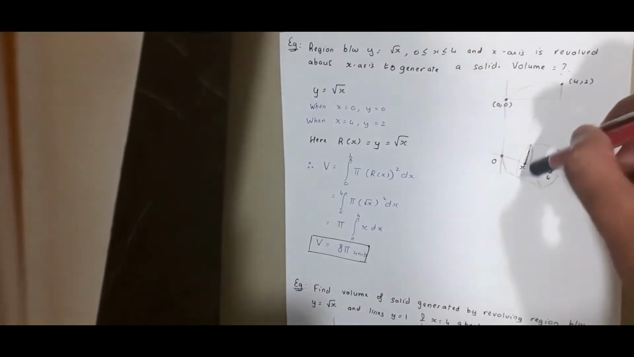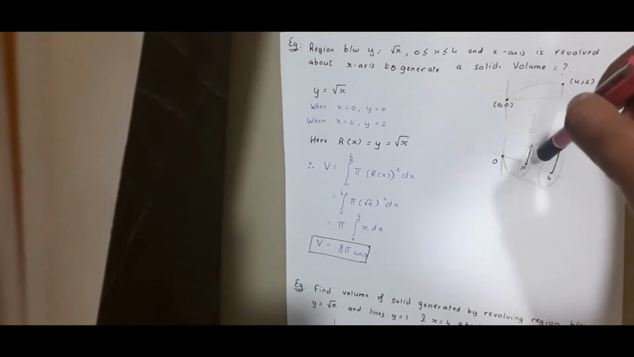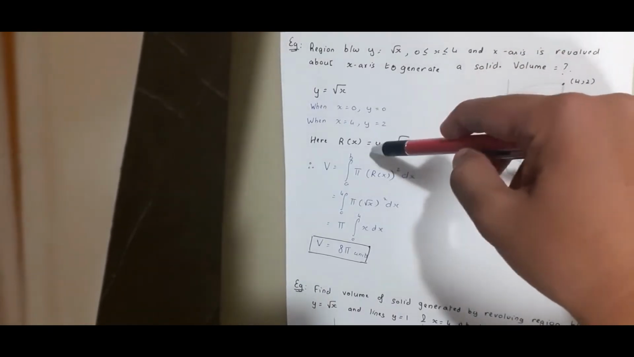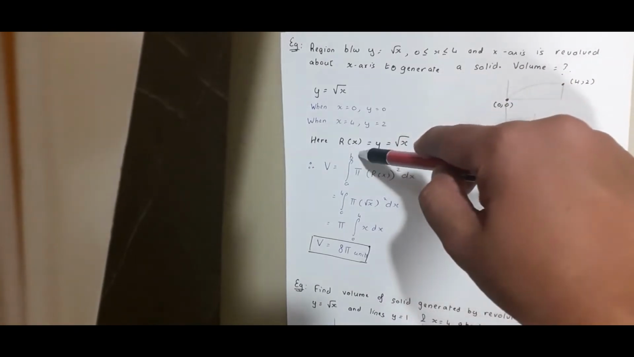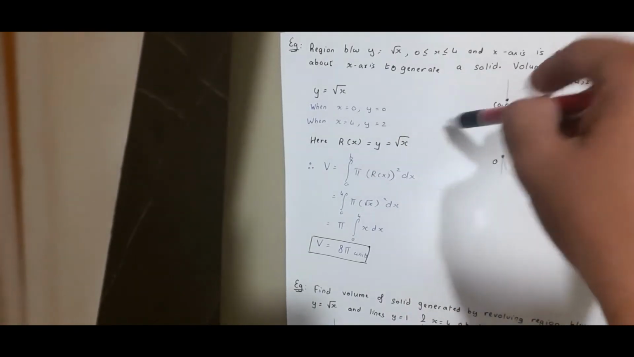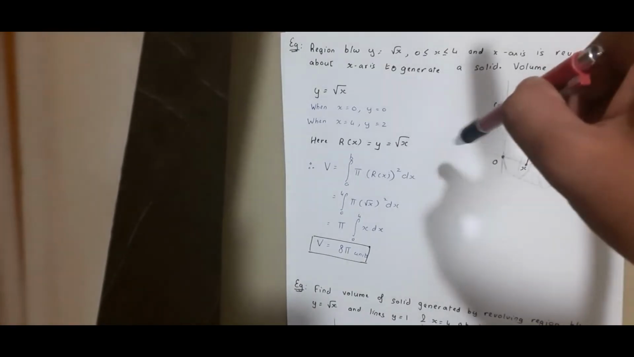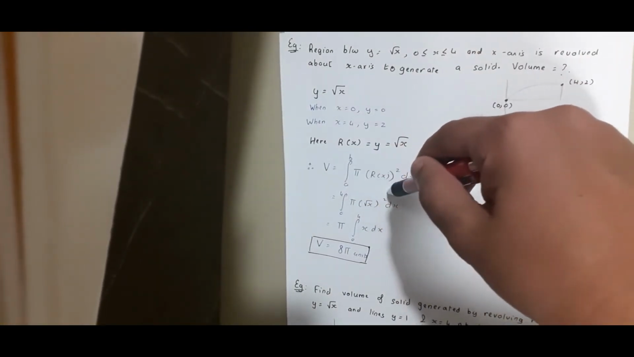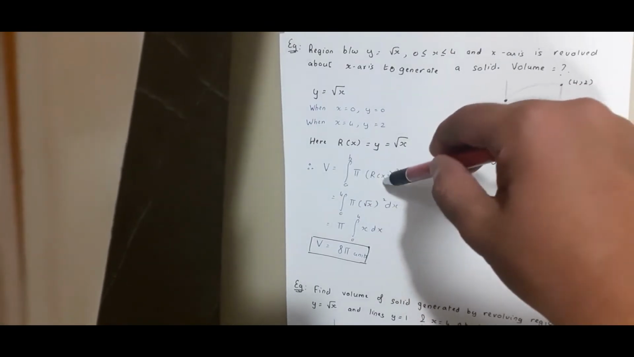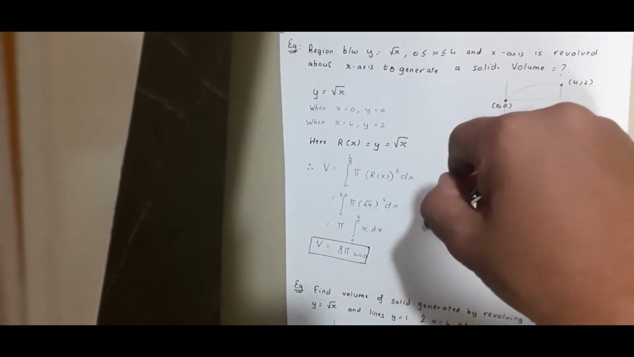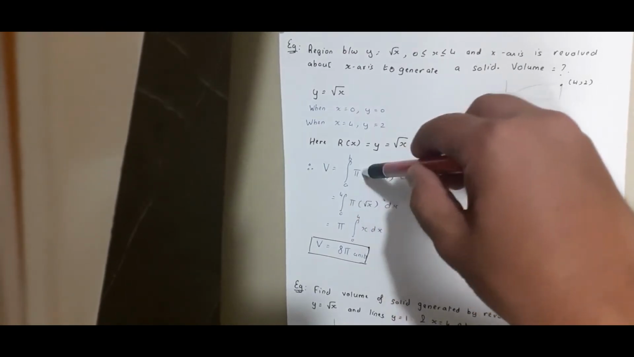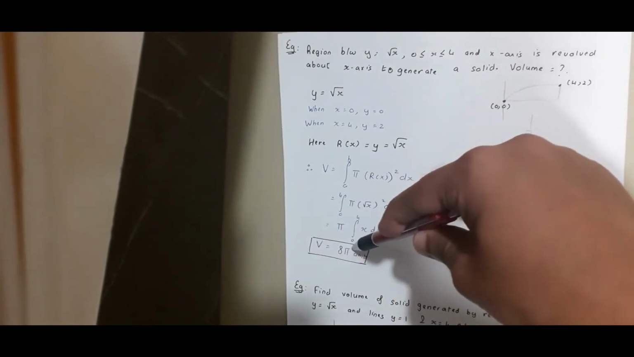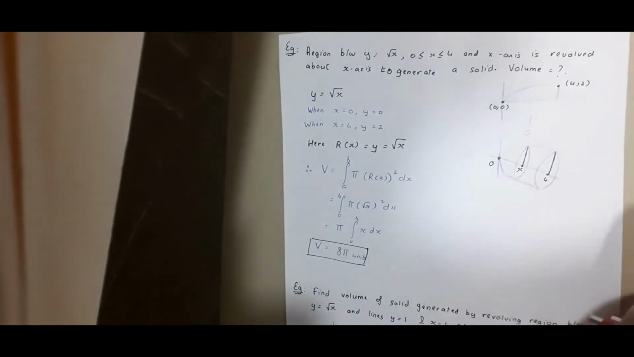At some point x, my radius will be a function of x. As given, y is root x. Since it's directly given, we can say the radius of x equals y equals root x. And since this is about the x-axis as well, the volume will be the integral from a to b of pi radius of x squared dx. You can put the radius of x from here, we get pi root x squared dx, pi x, integrated from 0 to 4 because your limits are given as 0 to 4. So pi times the integral from 0 to 4 of x dx gives you the answer 8 pi units.